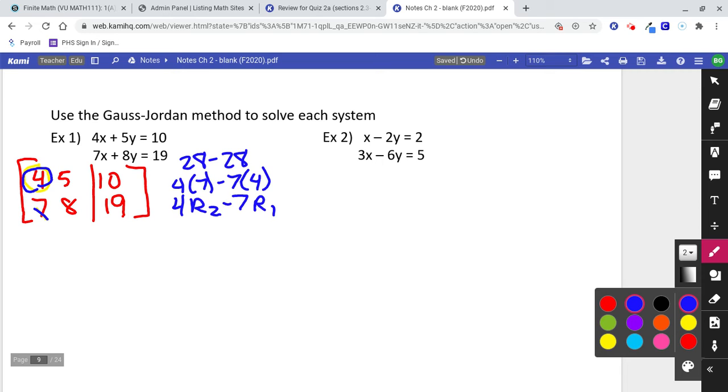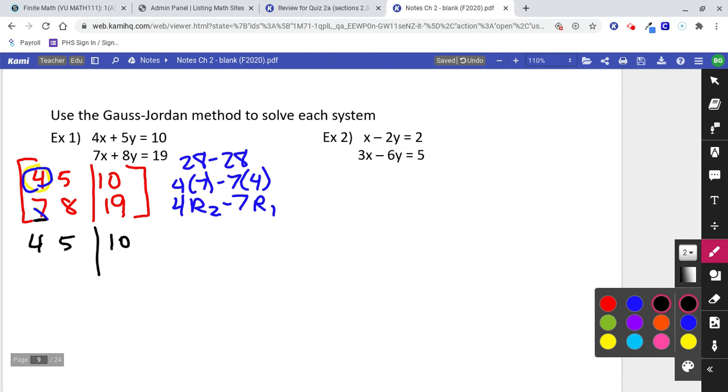Very similar to what we're doing in Echelon Method, right? It's the same exact thing. We just don't have to deal with the letters, the X's and the Y's and stuff. Okay, but otherwise it's the exact same process. So the top row doesn't need to do anything. Let's just leave it alone. 4, 5, and 10. But the bottom row I'm going to change. I'm going to modify according to that rule.